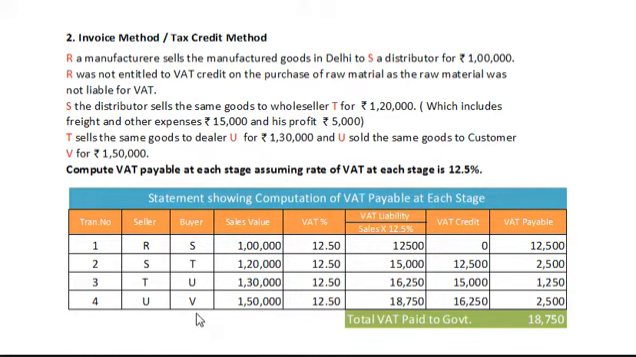Now the last transaction is transaction number 4 between U and V. So U is the seller, V is the buyer. Sales value 1,50,000, VAT rate 12.5%. So gross VAT amount is 18,750. VAT credit available to U is 16,250. So finally VAT payable by U to government amounts to 2,500. And finally total VAT paid to government amounts to 18,750. That is the sum total of 4 amounts: 12,500, 2,500, 1,250 and 2,500. So here it is total VAT paid to government.